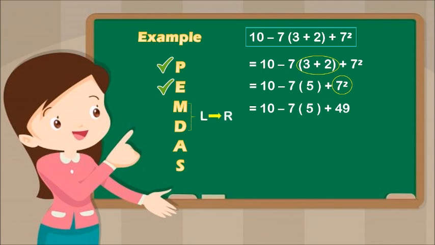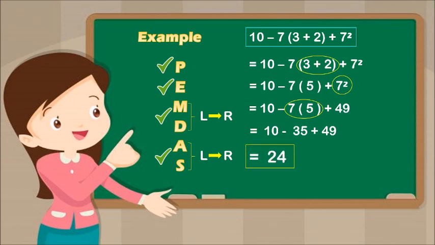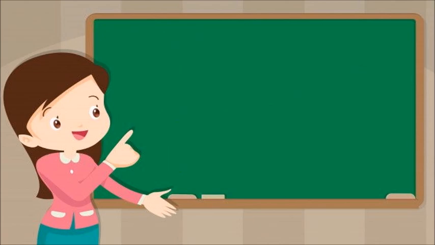So, next is multiplication and division from left to right, whichever comes first. So, we have 7 times 5. So, we have 10 minus 35 plus 49. Next step is addition and subtraction from left to right, whichever comes first. So, we have 10 minus 35 plus 49 is equal to 24.